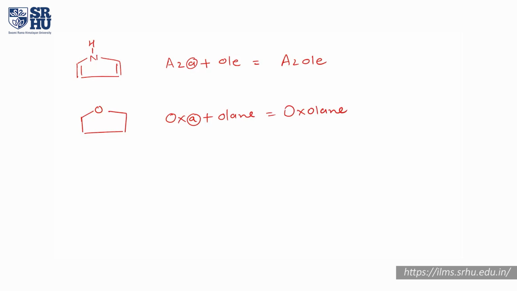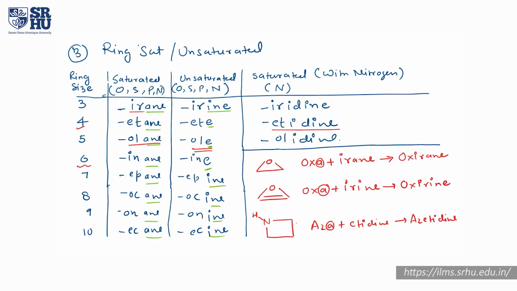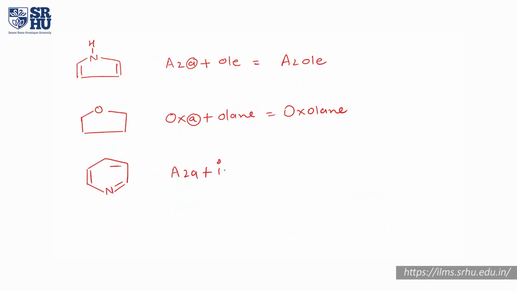Now what about this name? Because there is nitrogen, we have to use the word aza, plus it's a 6-membered ring. For a 6-membered unsaturated ring we use ine, aza plus ine, hence it is known as azine. It's a very famous molecule, its common name is pyridine. So this is how we give the nomenclature.